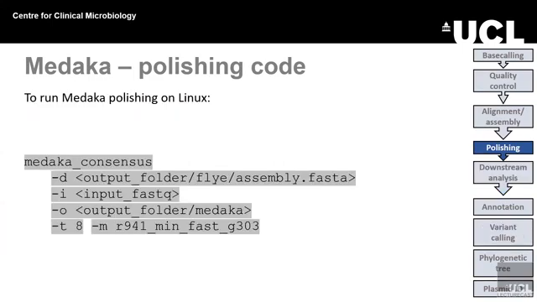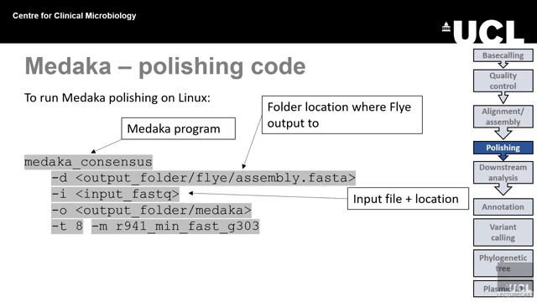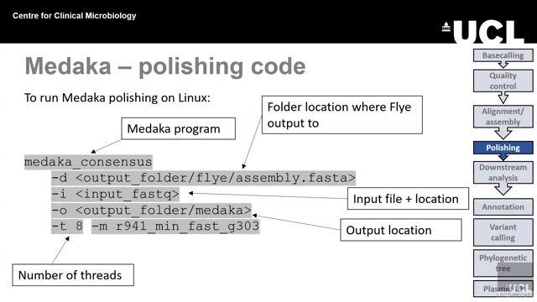And then this is the code for polishing it. So you've got medaka consensus. You can also do Medaka variant calling, but consensus is the polishing tool within Medaka. The directory is the folder where Flye or Minimap2 has outputted your assembly file to. So that's just the input address, as it were. And this is the specific file that you're wanting to polish. This is where you want to put the output. It usually creates a folder called Medaka within whichever folder you've told it to put it in. Then threads, so you can change that.